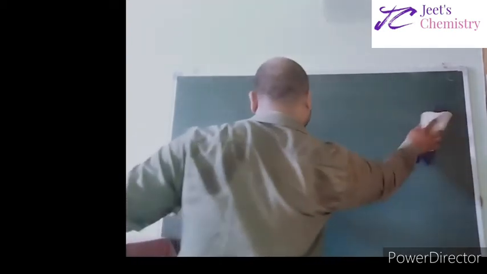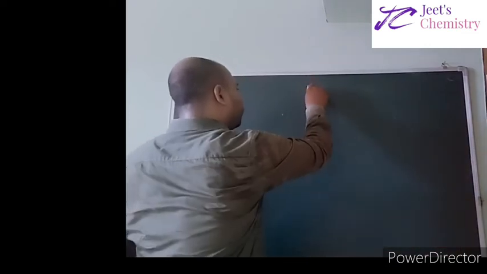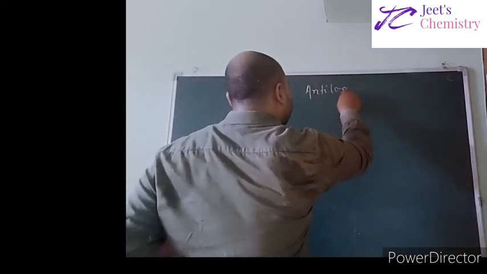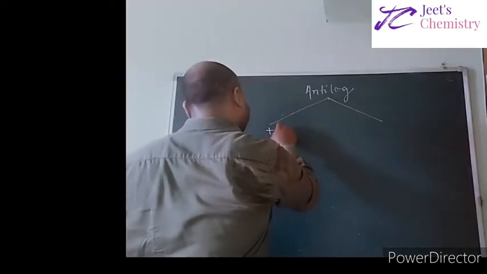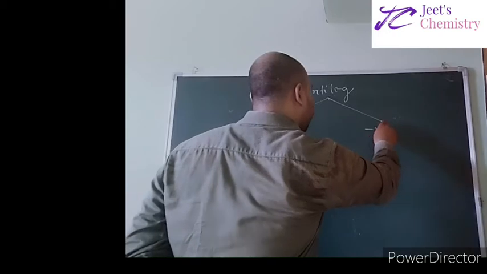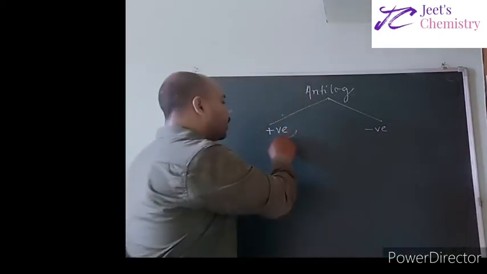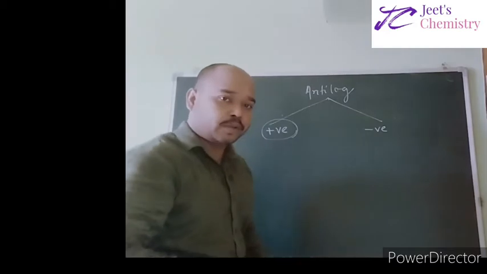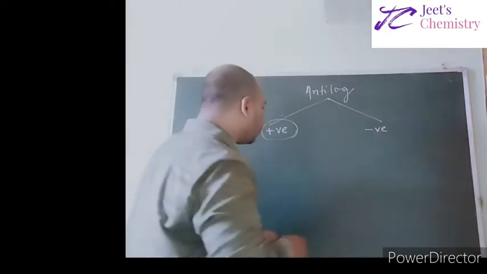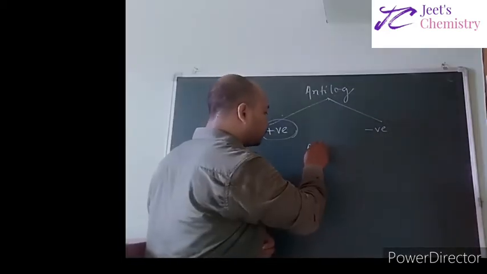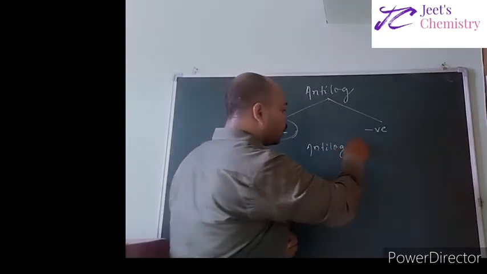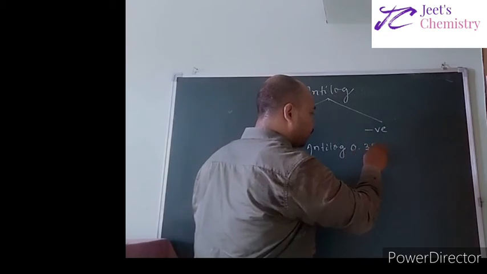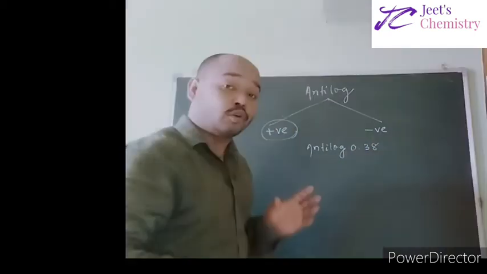Now, in antilog there are two types of values. One is a positive value, another is a negative value. So we will start with the positive value. Consider it is saying, find the antilog of 0.38.